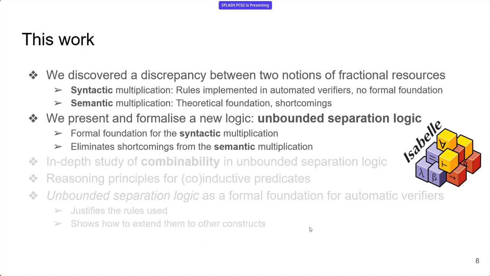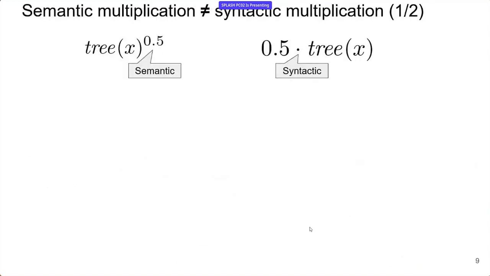And these shortcomings have been studied in previous papers. We present and formalize a new logic that we dubbed unbounded separation logic, which corresponds to a formal foundation for the syntactic multiplication and eliminates shortcomings from the semantic multiplication. And all of our technical results have been proved in Isabelle.